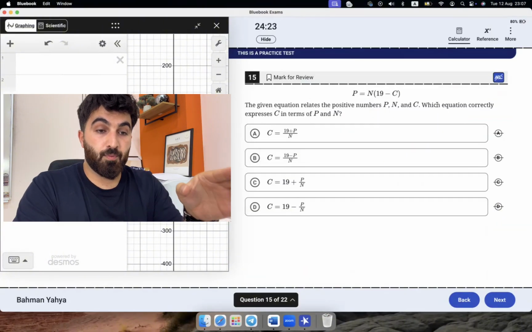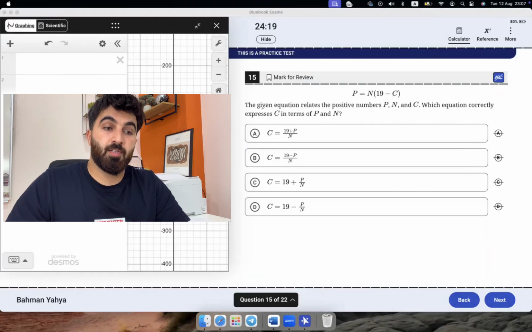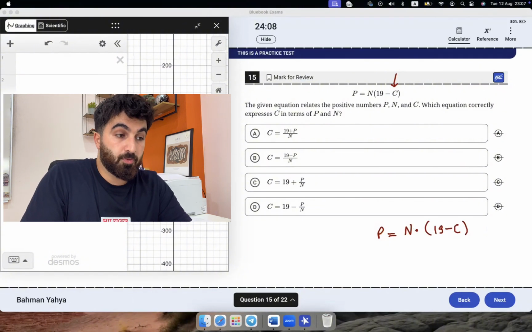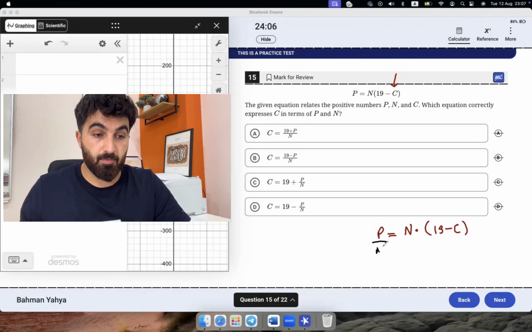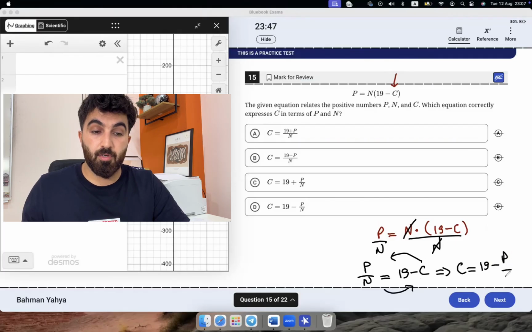We have a formula. They say which equation correctly expresses C. Okay, guys, to find C here, what we will do first, let's divide both sides. P is equal to N multiplied by 19 minus C, right? Can we just divide both sides by N? Of course, yes. So N's gone. Here you get P divided by N is equal to 19 minus C. So what I will get, C is equal to 19 minus P over N.